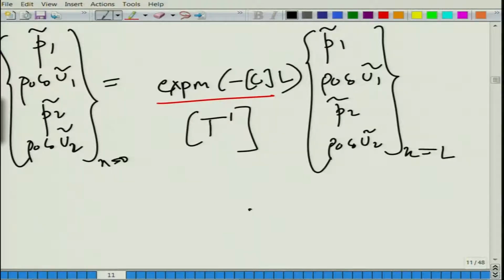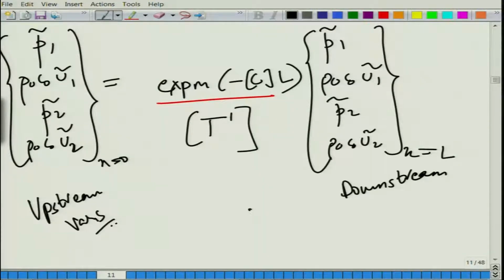So, this is your upstream variable and this is your downstream variables. So, we have related upstream and downstream variables. Now, how do we go about using this information? That is what we have to see.